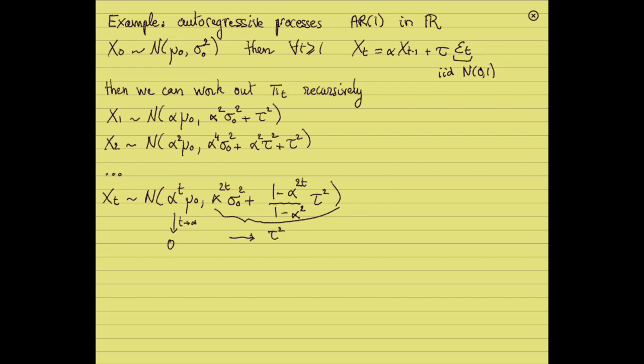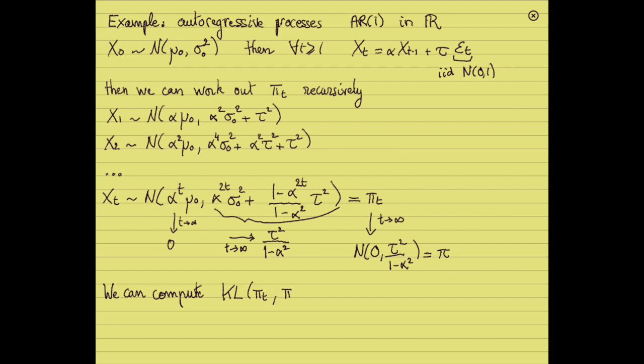And so we can work out, as t goes to infinity, that the mean goes to 0 and the variance goes to tau square over 1 minus alpha square. And so if we write this normal distribution pi t, it converges to a normal distribution that we can call pi, the stationary distribution of the process. And so here we just see that the mean and variance converge, and so the whole Gaussian converges because it's characterized by the mean and the variance.